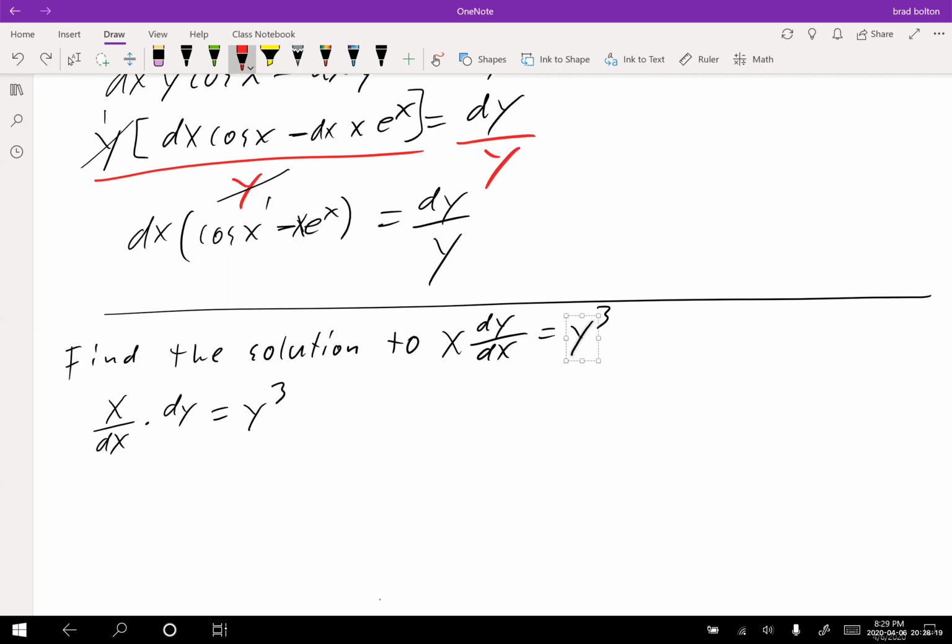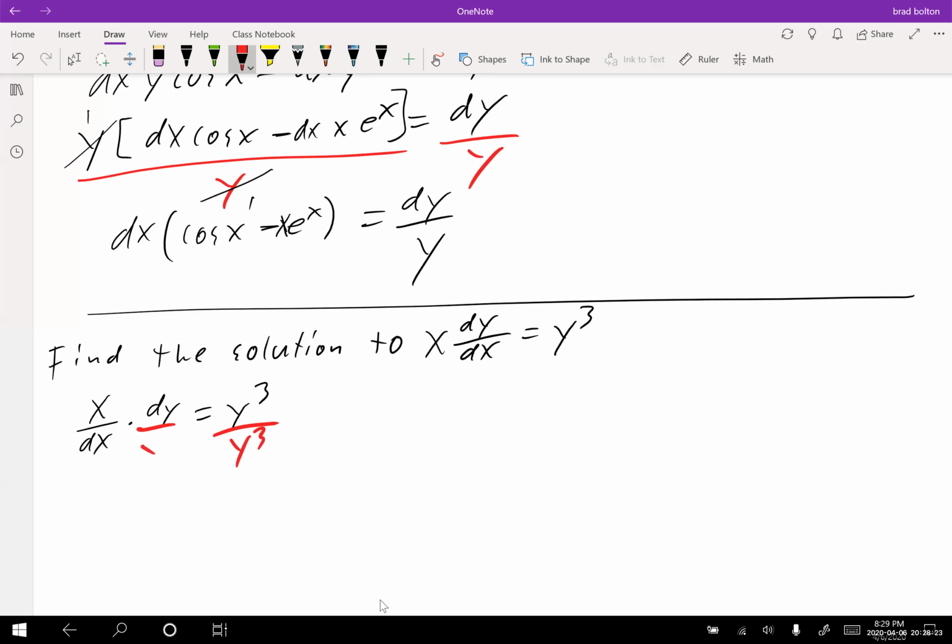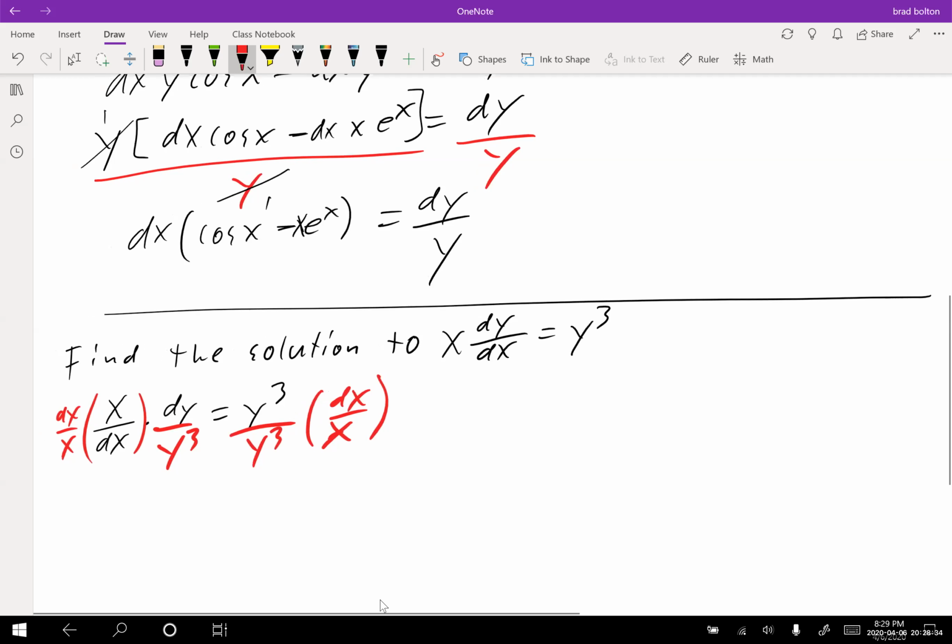Right? So what we're going to have to do is divide both sides by y cubed. And then we're going to multiply this side by dx over x and this side by dx over x. So if you notice, once again, this will cancel with this, and this will cancel with this, the y cubes will cancel, and we'll be left with dy over y cubed equals dx over x.